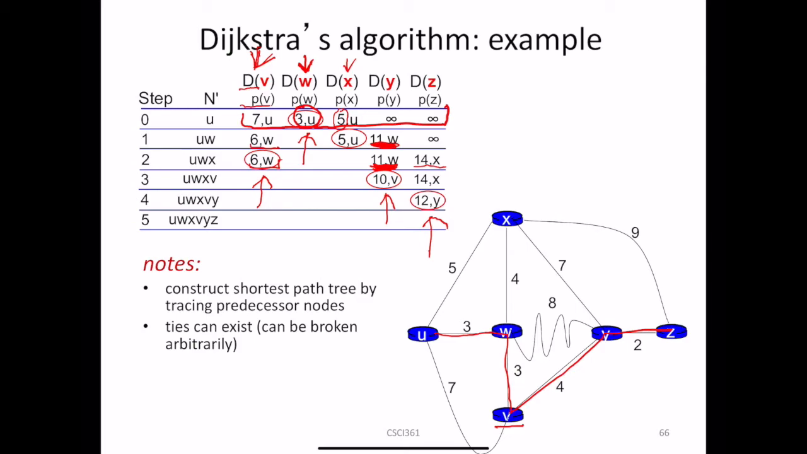And for any other routers, you can use the same strategy to find the path from that router back to the source router. If a tie exists, we can break the tie arbitrarily. We just randomly pick a router and continue the calculation.